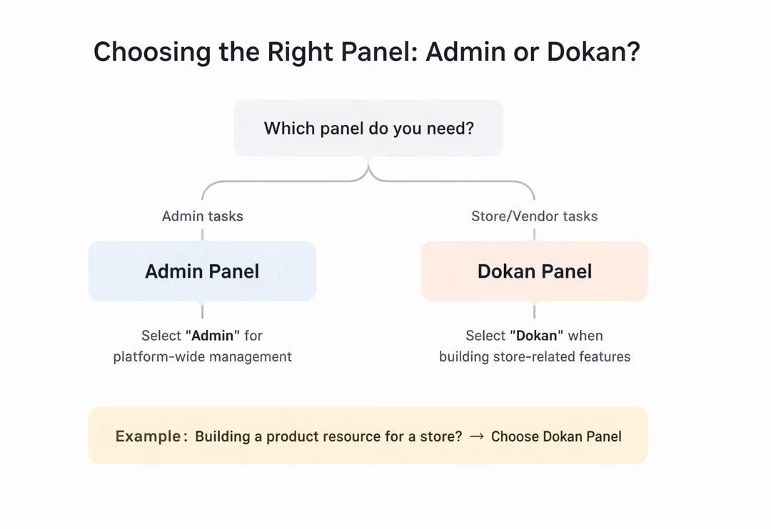The answer depends entirely on what you're trying to build or manage. If you're working on something that affects the entire platform, like global settings or user management, that belongs in the admin panel. But if you're working on something store-specific, like a vendor's products, their store profile, or store-level resources, that belongs in the DoCan panel. In the example being discussed, the goal is to build something for the store, so DoCan is the correct choice.